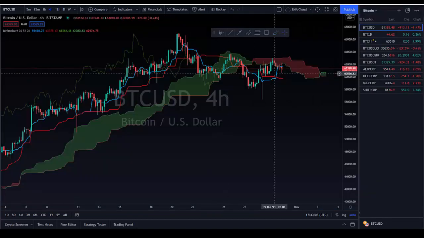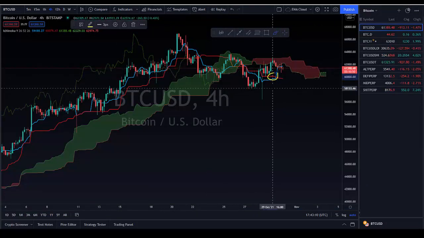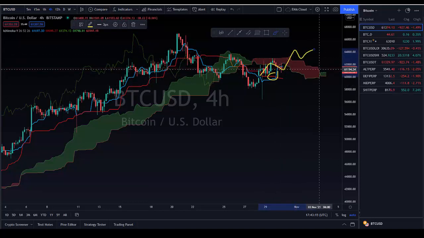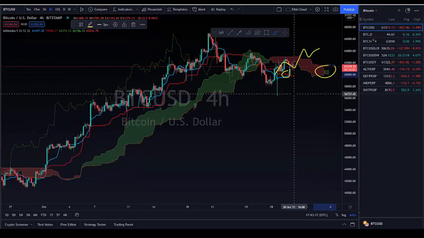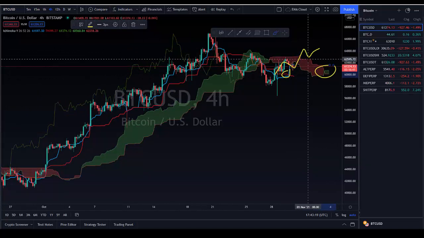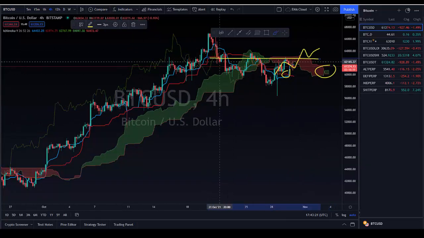In addition, I'm watching the 4-hour Ichimoku. We do have a successful blue cross over red, which is bullish, but we need this to get up above the cloud. Even though we have the twist to green, it's really good. We've got to get up above that cloud to verify on the Ichimoku.